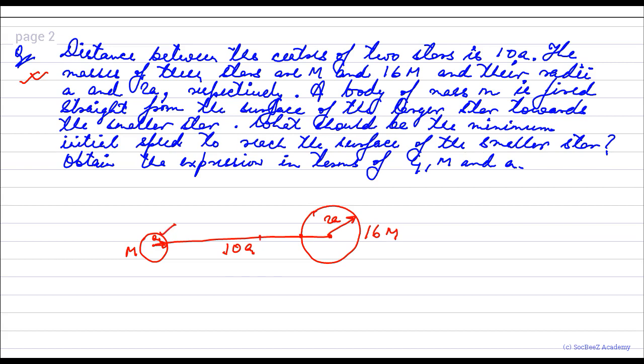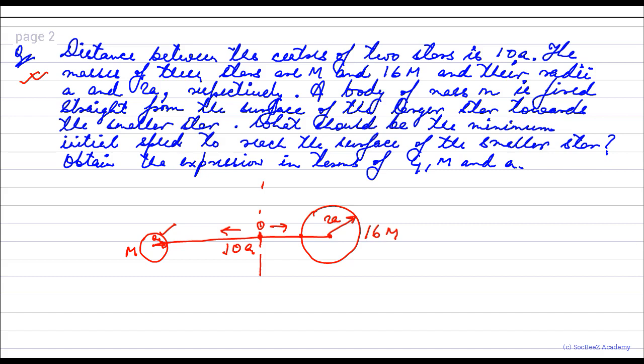Now there is going to be a point, let's say O, between the two stars where the gravitational field is going to be equal to 0. On the left hand side of this point, the net force is going to be directed leftwards, and on the right hand side of this point the net force is going to be directed towards the right. So if my particle somehow reaches this point, it is definitely going to be pulled in the leftward direction and it will definitely reach the smaller star. So basically it needs to reach this point somehow.